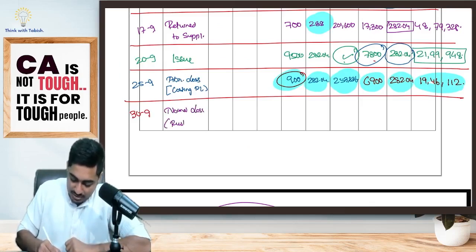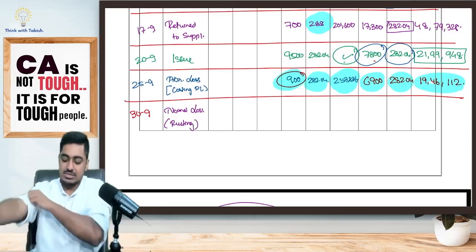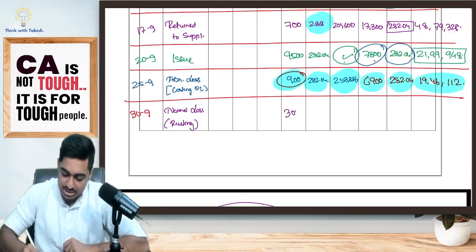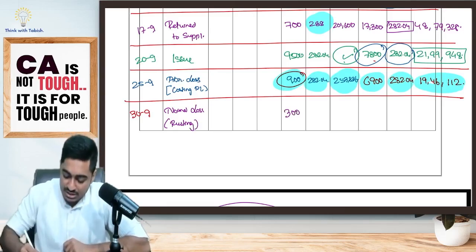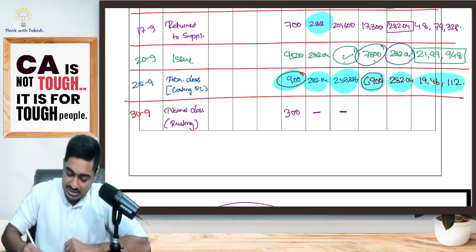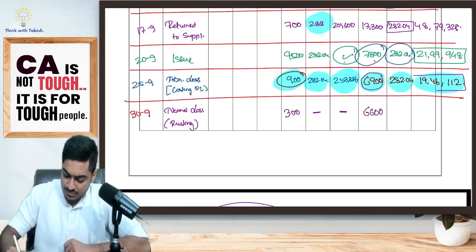Rusting of component. Pay attention. How many units are gone because of rusting? 300 units. Now tell me one thing: will I be showing any rate or any value? No. That means out of 6,900, 300 is gone, so 6,600 is there. The total cost 19,46,112 is not reduced. That means 19,46,112 is there.